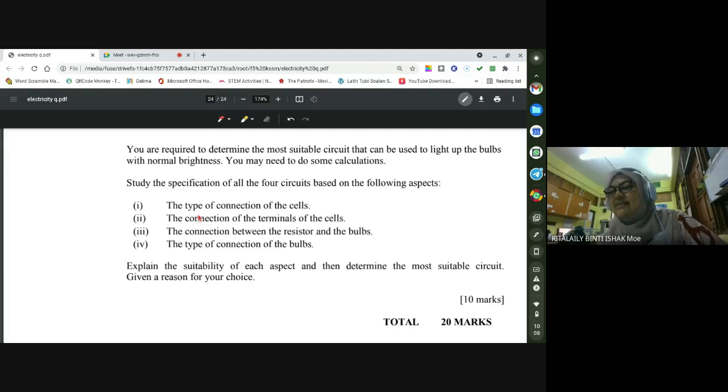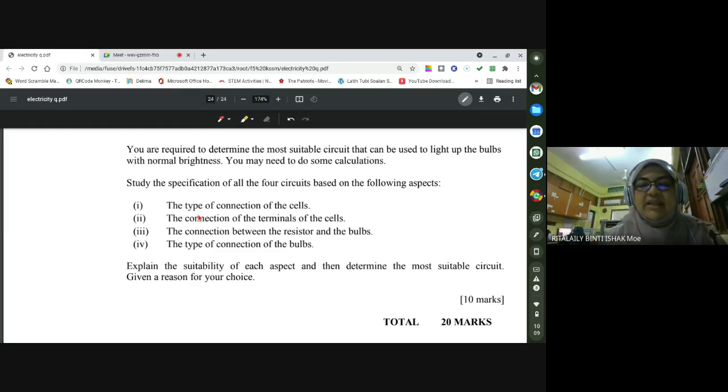Yes, okay. So the type of connection of cell is series. The reason is it produces higher voltage. Why? Because when you arrange in series, the total voltage is V1 plus V2 plus V3. But if it's arranged in parallel, V1 equals V2 equals V3. So the arrangement of the cell is in series, the reason being it gives higher voltage.